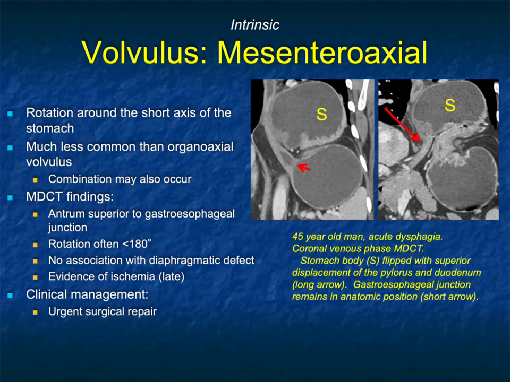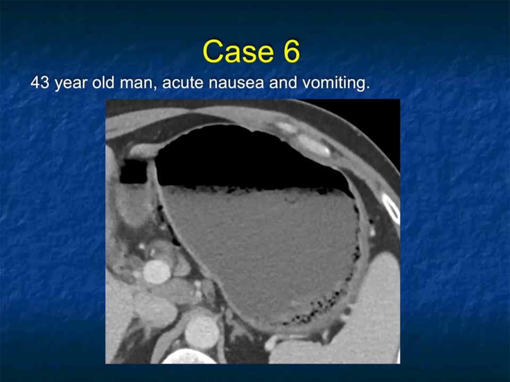Typical findings: antrum superior to GE junction. Rotation may be less than 180 degrees. There's no association with a diaphragmatic defect. And again, ischemia can occur, but it's often late in the process. And again, this is one of those surgical emergencies. This is why it's so important to be able to recognize this, because this patient is not going to be followed, repeat the scan tomorrow. This patient, whether it's 3 in the morning or 3 in the afternoon, will be going to surgery directly.